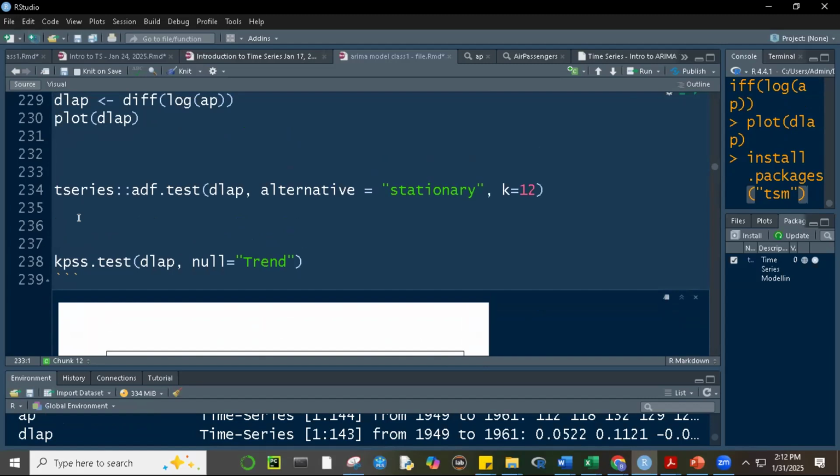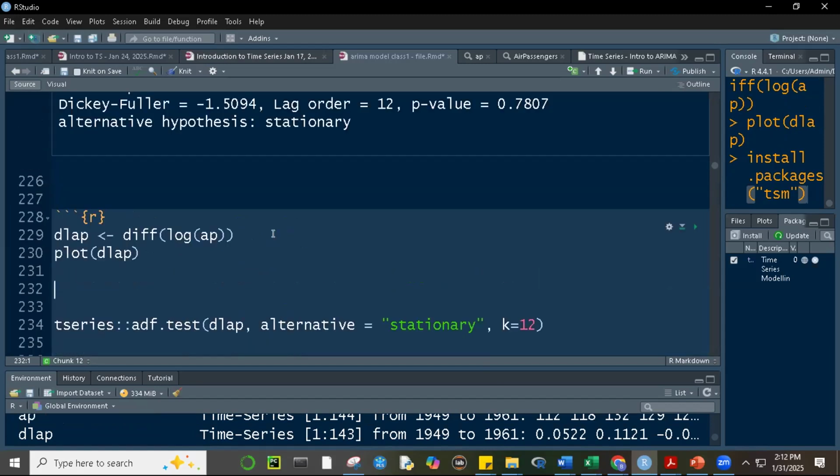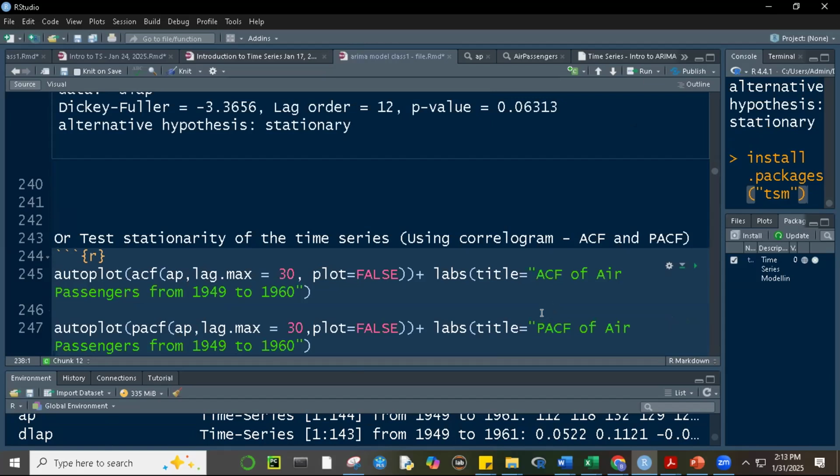But if we test it using this one, I suggest you write this, class. I'll give you a few seconds to run this. This time what we're testing is DLAP. Same function as above, only that we're not testing AP, we're testing DLAP. And we know that DLAP is stationary, constant mean and constant variance. If we run this, what do you get?